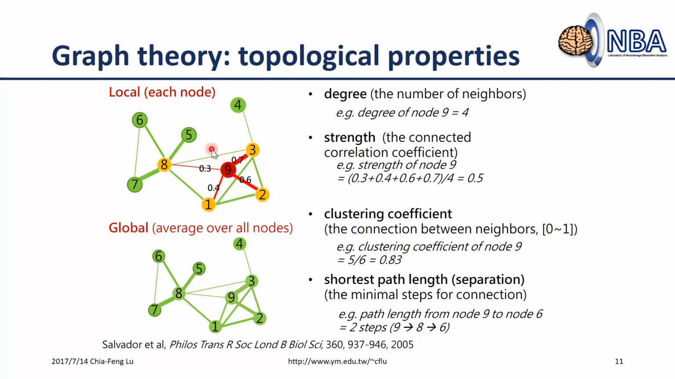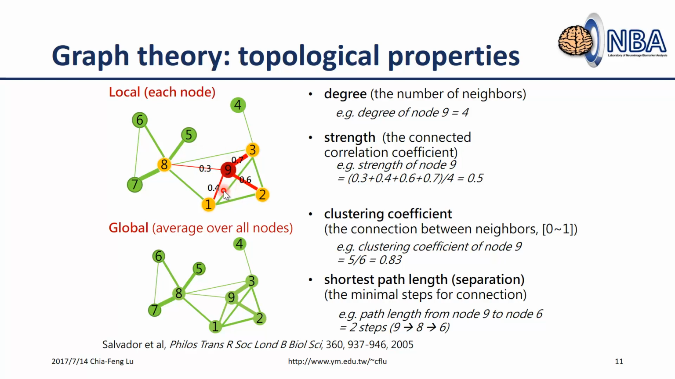So we start from this one. We take node 9 as the example. We start with degree. Degree by definition is the number of neighbors that this specific node has. So for node 9, how many nodes within this network are directly connected with node 9?